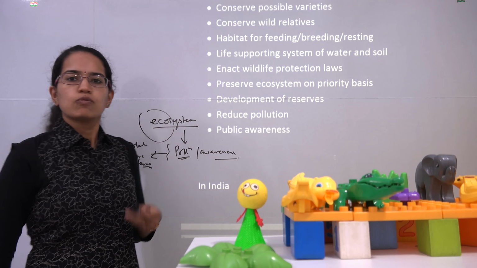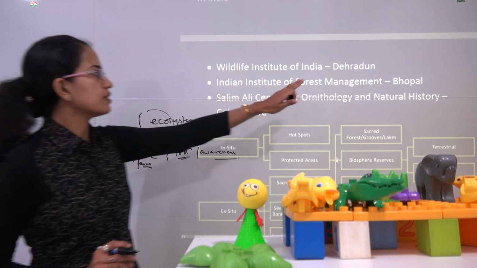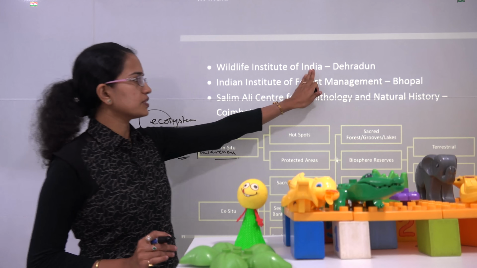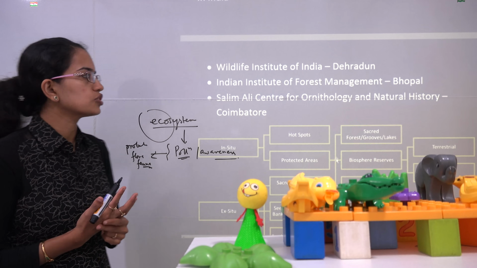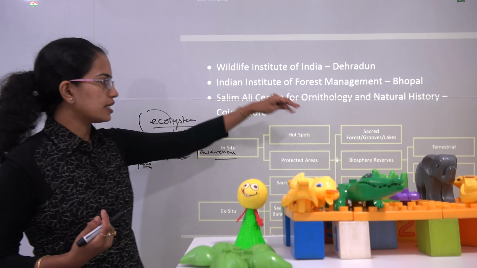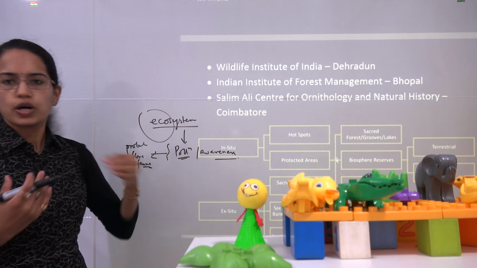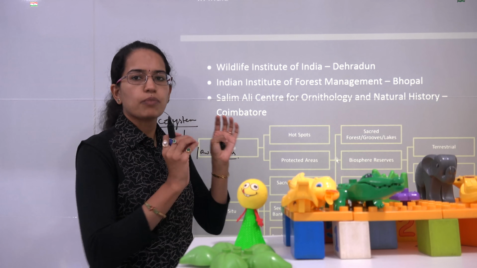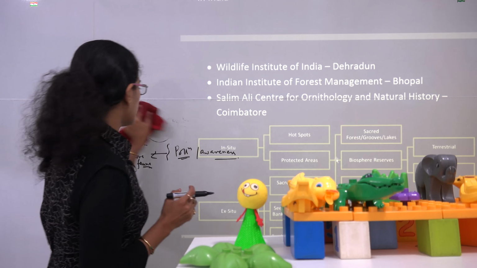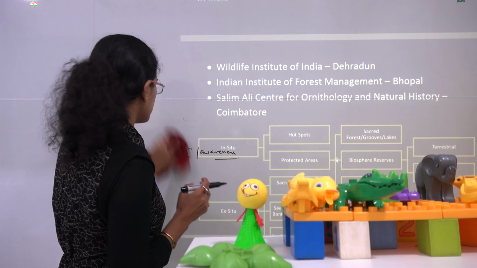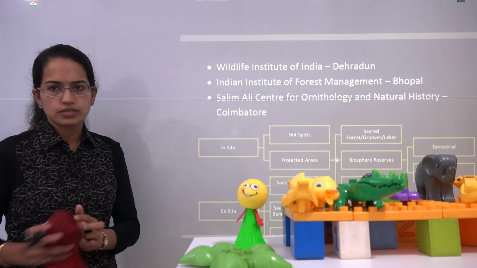Now in India, what are the things that we have been doing so far? In Dehradun, you have the Wildlife Institute of India. Then you have Bhopal with the IIFM, that's the Indian Institute of Forest Management. You have the Salim Ali Centre for Ornithology, that's specifically for the birds, in Coimbatore, and so on and so forth. So these are some of the important examples. Now, first we will talk about in-situ and ex-situ in brief, and then as we move forward in this lecture, we will understand the concepts in detail.